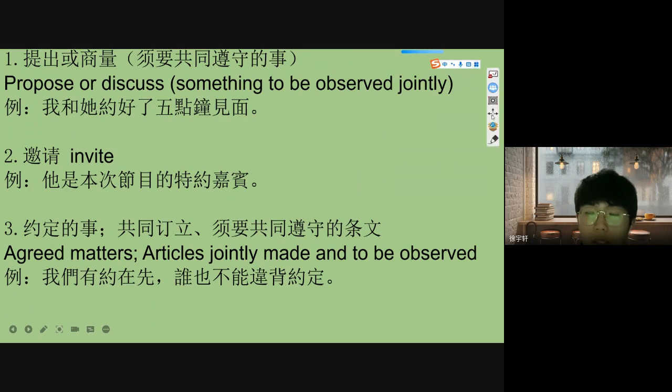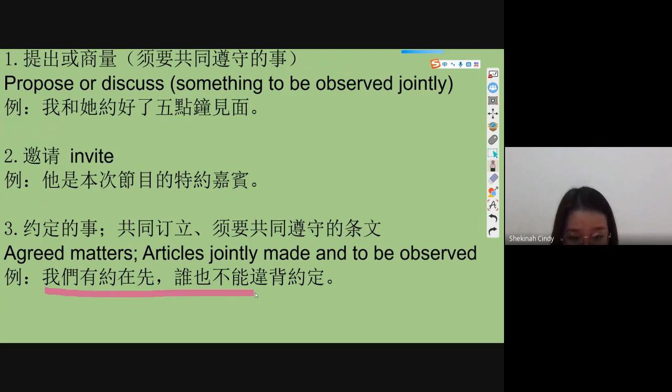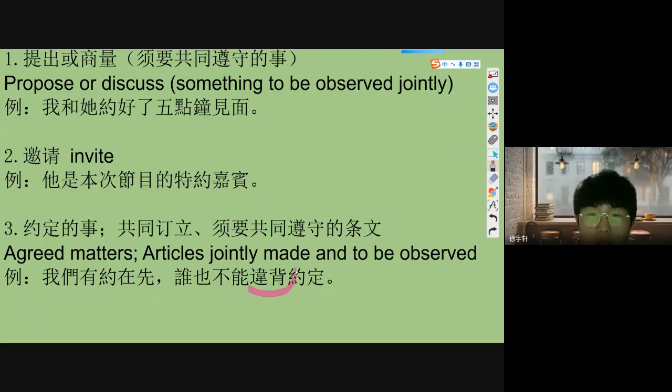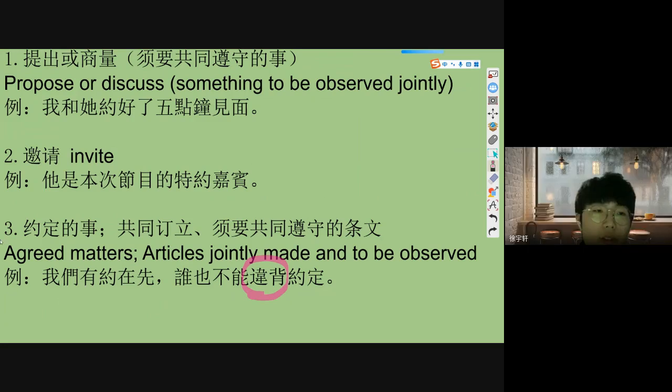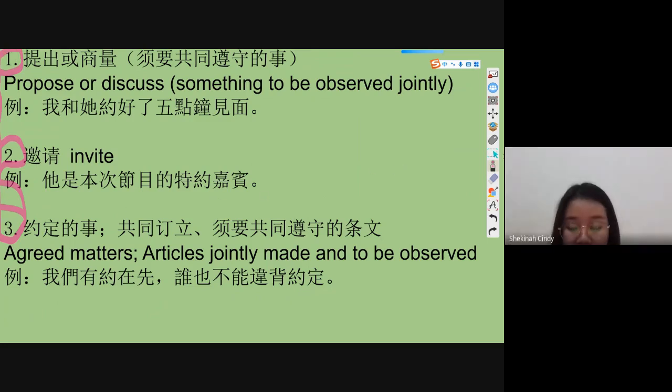Is it good to understand? What is the meaning of the two words after 能, what's the word 能 违背? Disobey or break the rules, break the appointment. Okay. So are these three meanings good to understand? Yes. Okay.